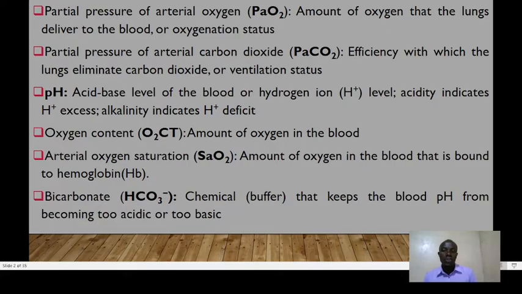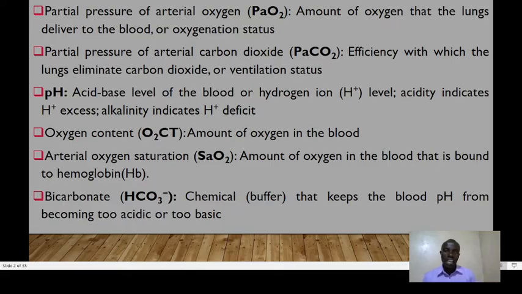pH will determine the acid base level of blood, and is based on hydrogen ions. So acidity will indicate that we have excess hydrogen ions, while alkalinity will indicate that we have a deficit of the hydrogen ions.